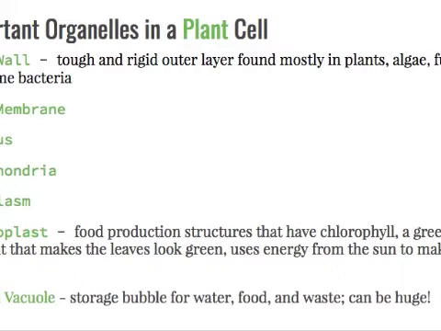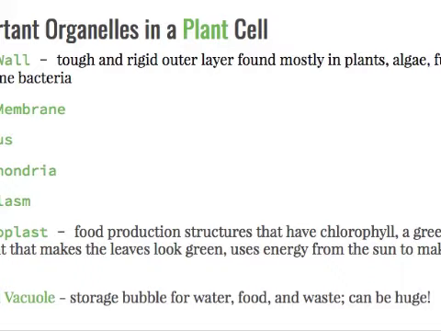Mitochondria are also in a plant cell, and they help it with energy. And then cytoplasm, which is that jelly-like substance that cushions all the organelles. So those are all similar organelles from plant to animal cell.